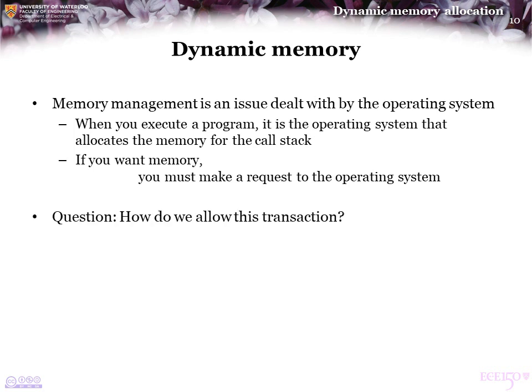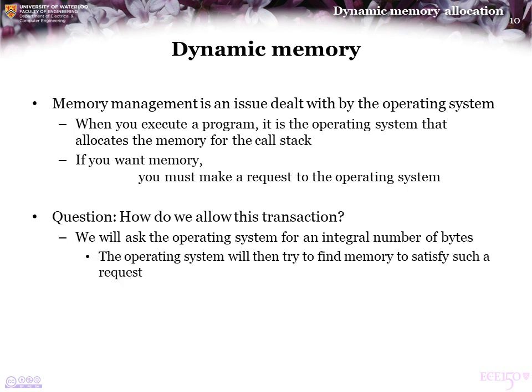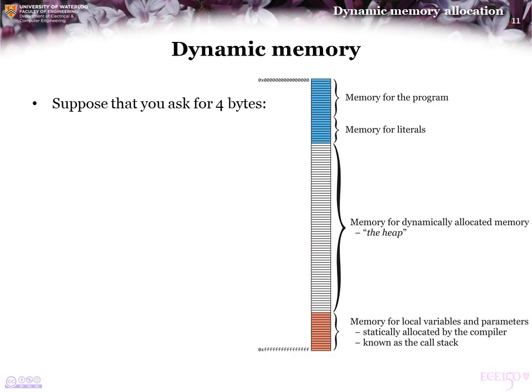Now, question, how do we allow this transaction? Well, basically, we are going to ask the operating system for an integral number of bytes. The operating system will then try to find sufficient memory to satisfy such a request. Let's see where that memory may be. All right, let's suppose you need a little bit of memory, 4 bytes.